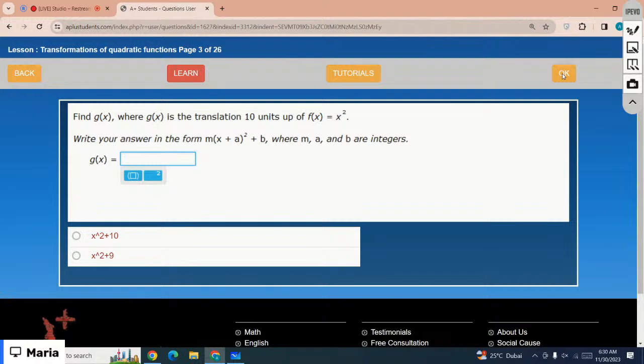Find g of x, where g of x is a translation 10 units up of f of x equals x square. So which is the correct option? The function is translated 10 units up, so that would be x square plus 10. Option 1 is the correct option.